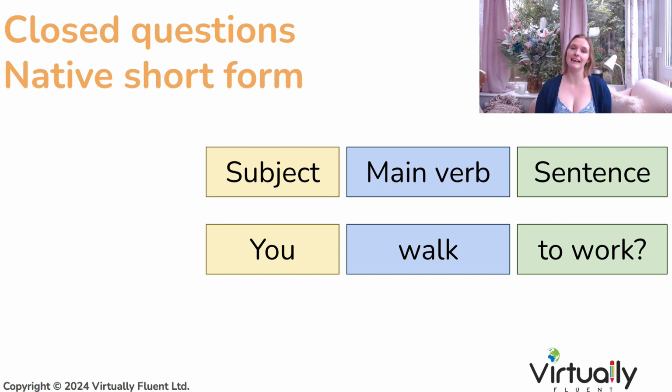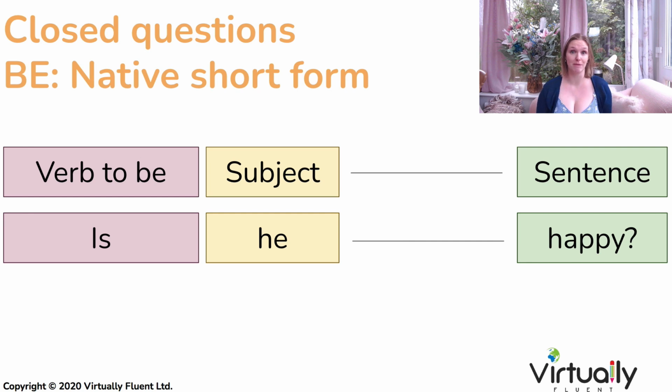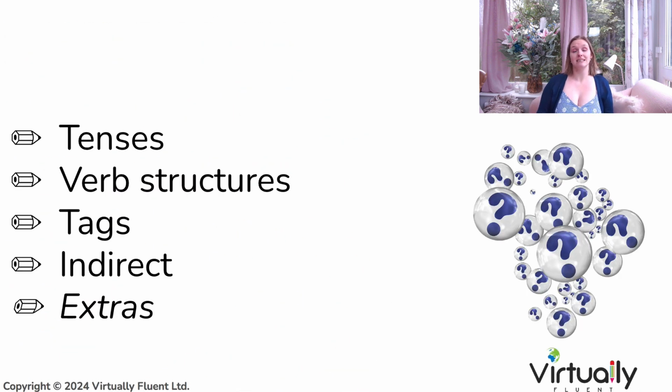Now, this is a really informal way of speaking, but you may hear it, so it's important to understand this structure. And with the verb to be, it's exactly the same. Instead of saying, is he happy, we eliminate that auxiliary verb to be and just say, he happy? And again, it's a really informal way of speaking. So that is, in summary, how we ask questions in English using the 12 tenses.